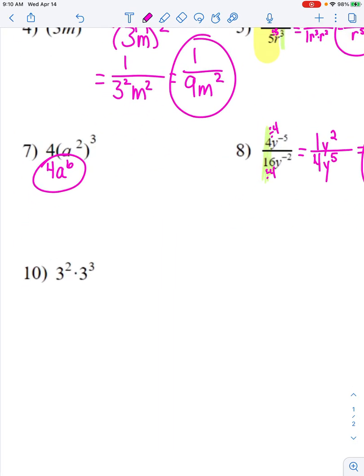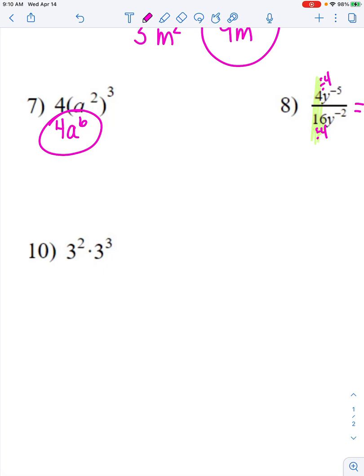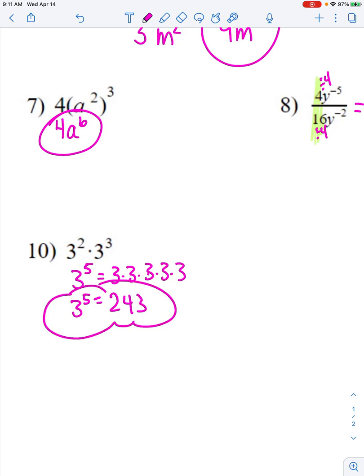And now let's do the last one. The last one, all I noticed here is the product rule. So I keep the base, add the exponents. If your choices are in exponential form, that's what that would look like. If we expand it or evaluate it, 1, 2, 3, 4, we need one more. So we have 3 times 3 is 9. I'm also going to do 3 times 3, which is 9. 9 times 9 is 81. And then 81 times 3, let's see what 81 times 3 is. 81 times 3 is 243. So 3 to the 5th or 243 would be your answers.